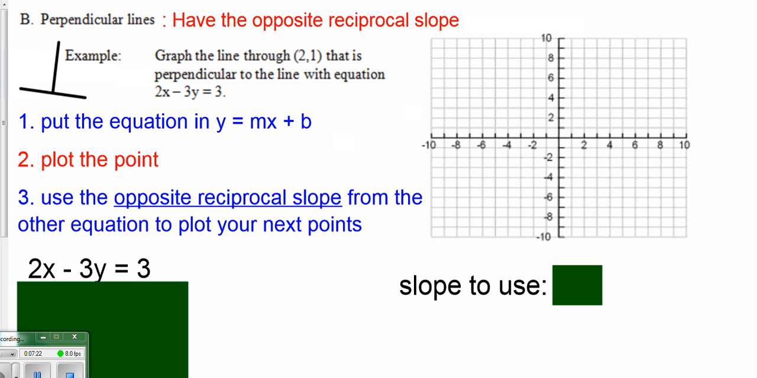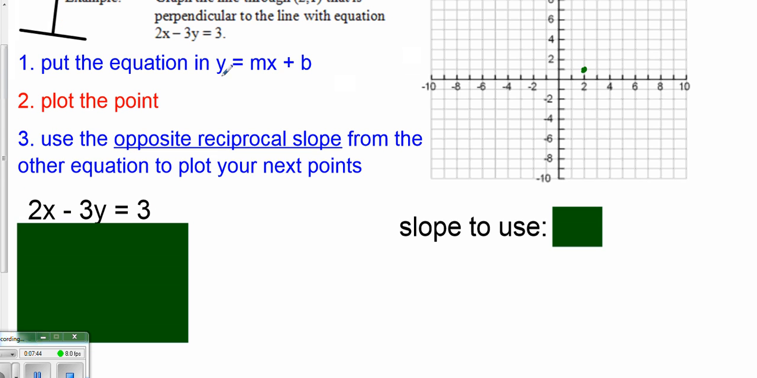So we need to find a line that goes through 2, 1. So 2, 1, it goes through this point right here, and it's perpendicular to the line with this equation. So just like before, we get into y equals mx plus b, plot out our point, use the opposite reciprocal slope from our other equation to plot the next points.